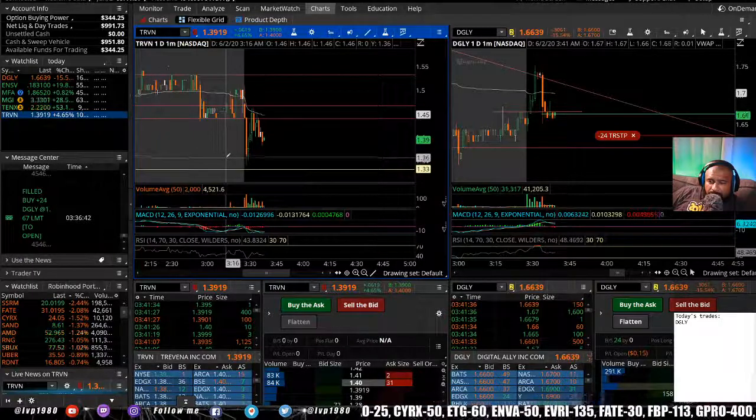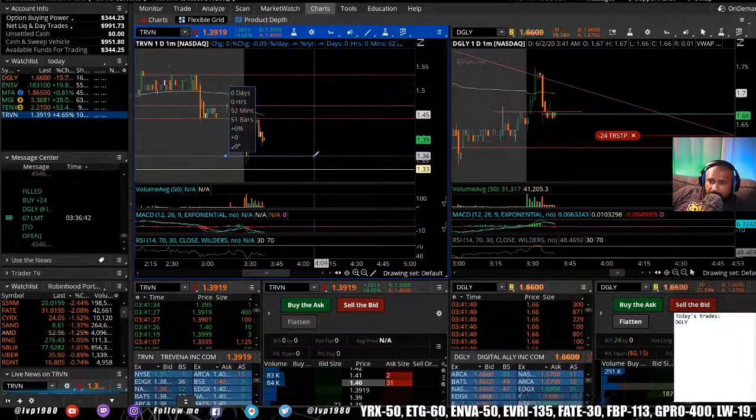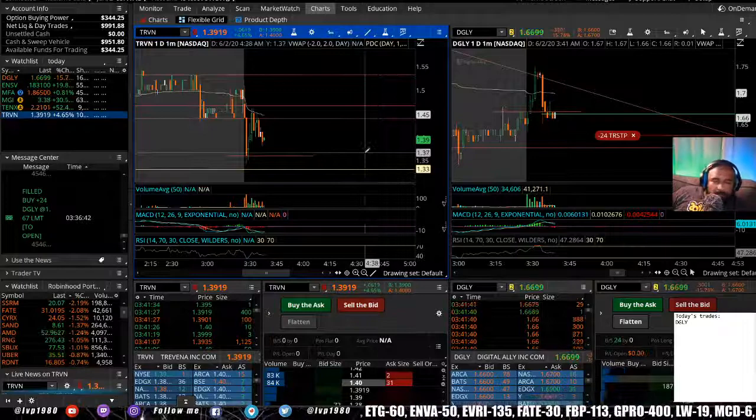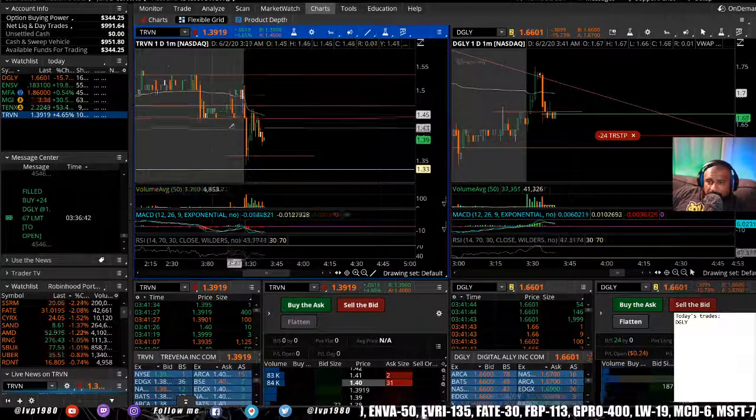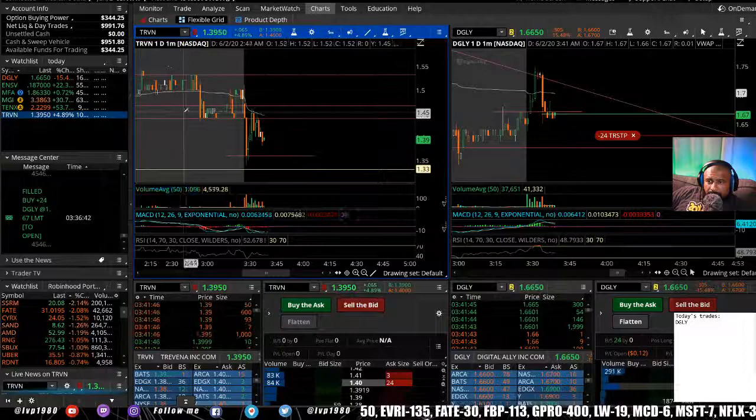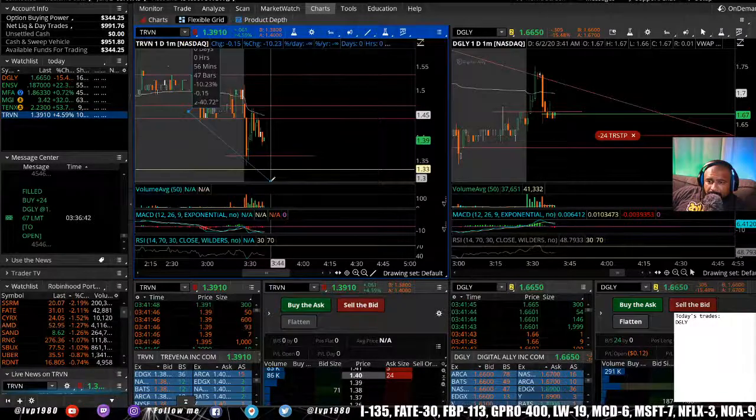Okay, so this tavern kind of hit a bottom here, it's working itself back down to it. We might see an entrance as downtrending though, so I don't know how badly we want to get into that one.